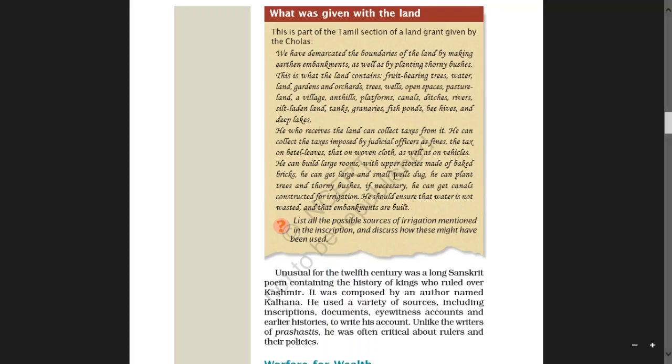He can get large and small wells dug. He can plant trees and thorny bushes. If necessary, he can get canals constructed for irrigation. So such privileges have been given to him. He should ensure that water is not wasted and that embankments are built. So he must be sure that water is not wasted here and that embankments are built here.